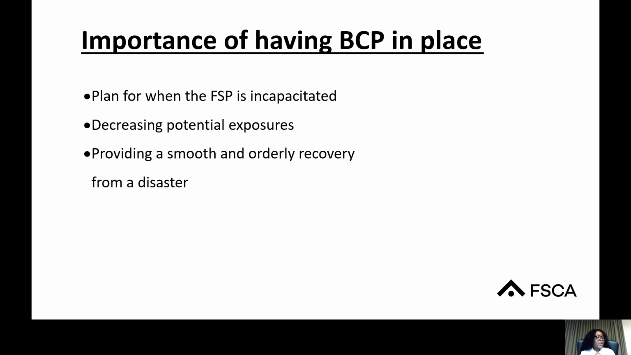And also providing a smooth and orderly recovery from a disaster, because you cannot afford to take forever trying to recover from a disaster. And I guess maybe just by looking at these, you can see that having a sound business continuity plan is important to the operational ability of the FSP as well, which is one of the important fit and proper requirements for the FSP as well.